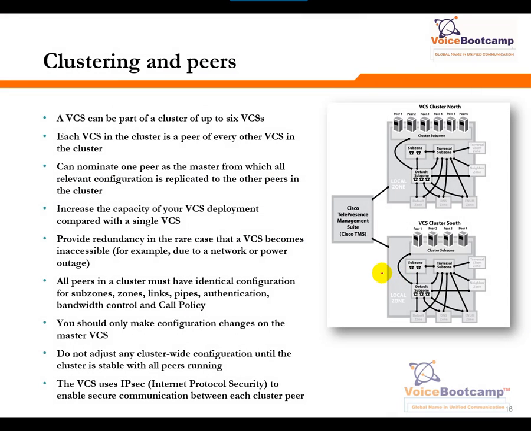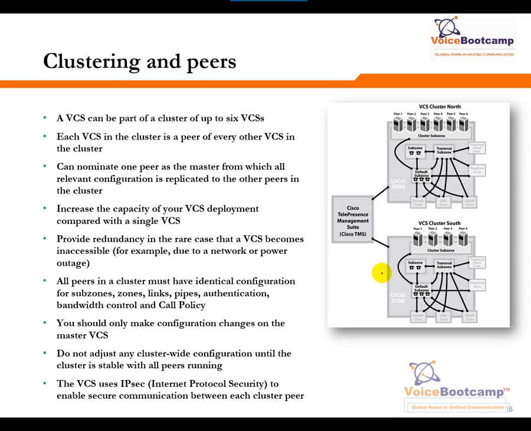Now, VCS can be deployed in a cluster of up to 6 VCS servers working together. Each VCS server in a cluster is a peer of every other VCS in the cluster. You can nominate one peer as a master, from which all relevant configuration is replicated to the other peers in the cluster. It can increase the capacity of a VCS deployment compared to a single VCS server, and provide redundancy in the rare case that a VCS becomes inaccessible due to a network or power outage.